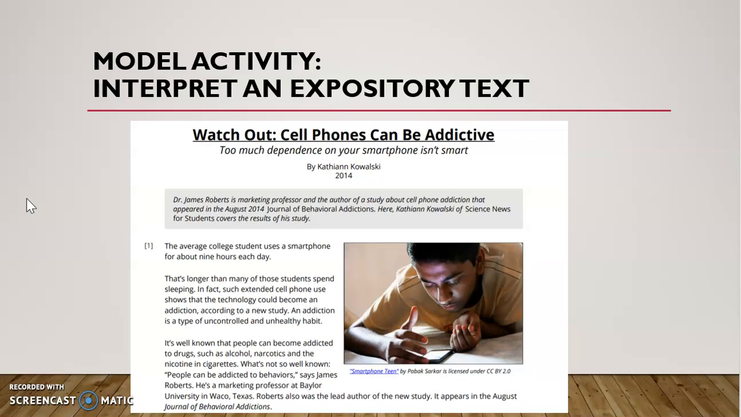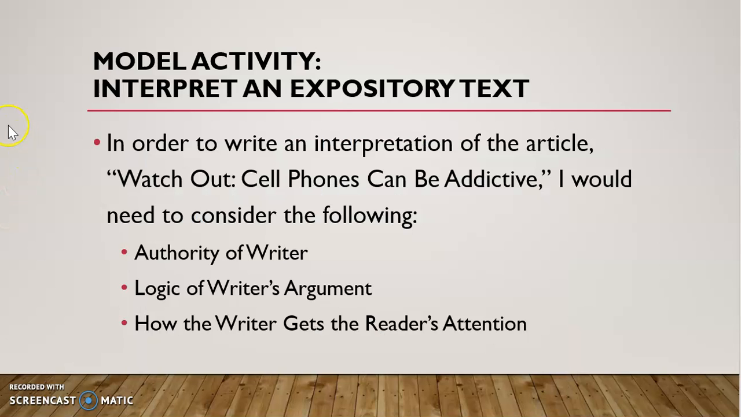And so I'm, for the purpose of writing my thesis statement of my interpretation text, going to focus specifically on the author, authority, and credibility. So in order to write an interpretation of the article, I need to consider, right, three things: their authority, the logic of their argument, or how they got my attention. For the purpose of my interpretation, I'm going to focus on their authority.